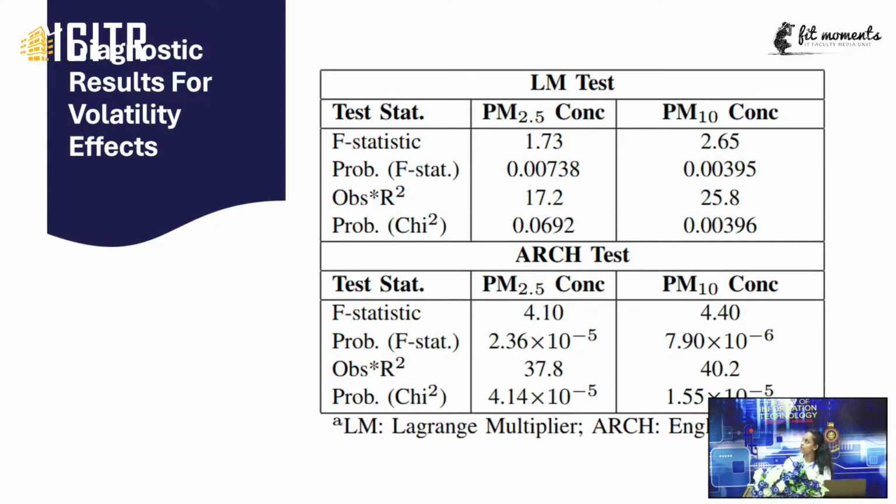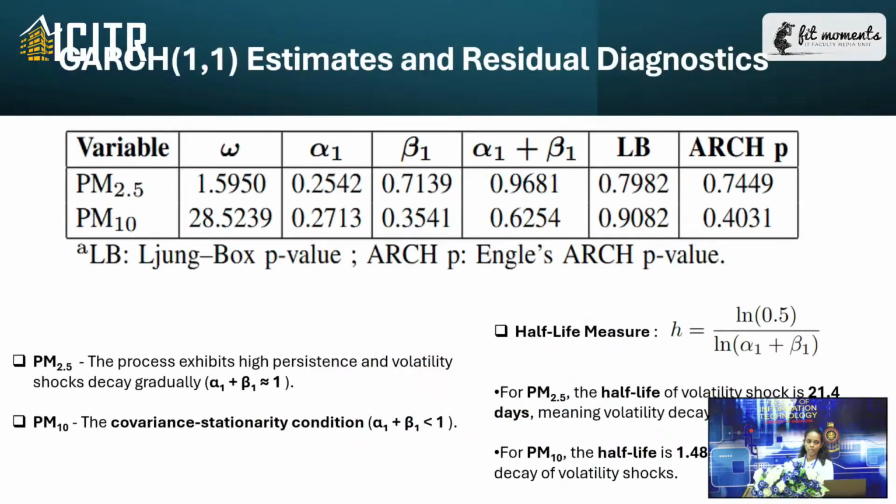Here you can see the probability values for the PM2.5 and PM10 concentrations. All p-values are less than 0.05. That means there is an ARCH effect for both data. So if there is an ARCH effect for both data sets, then we can apply the GARCH model to our data set. Now these are the results for the GARCH(1,1) estimate and the residual diagnostics.